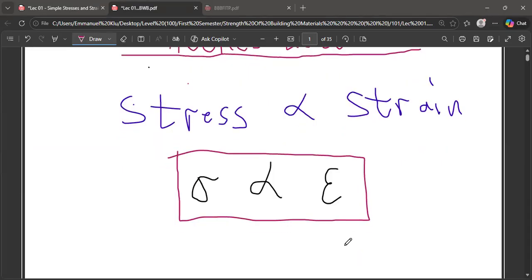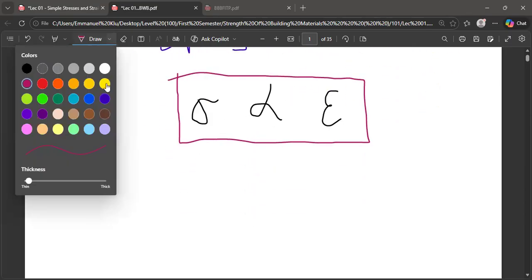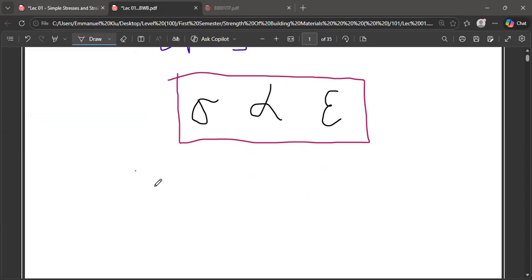But take note that for normal stresses, if I say normal stresses, that could be tension and what? Compressive stresses. For normal stresses, the K that we are going to consider is going to be what? Elasticity. But before that, if we want to get rid of this proportional sign, what do you think we are going to do? We have to introduce a constant.